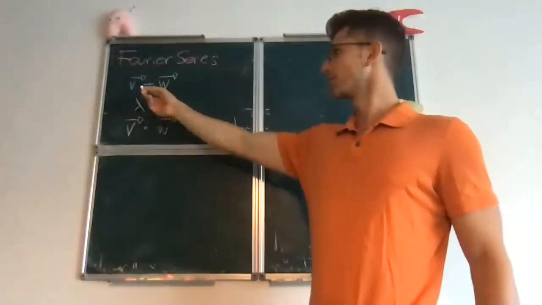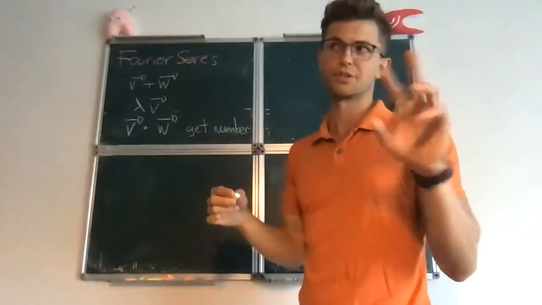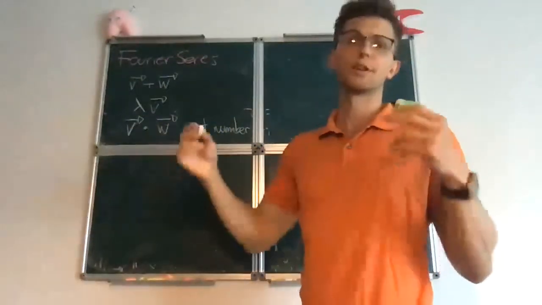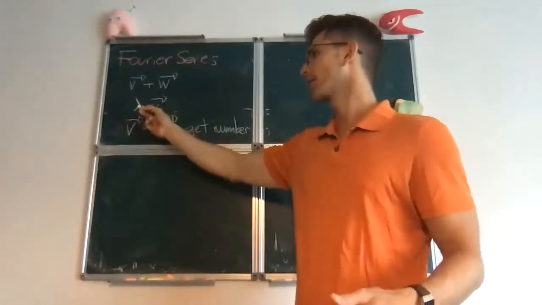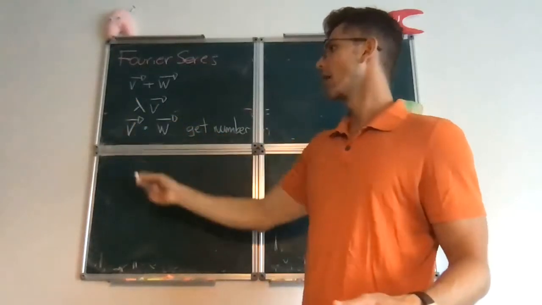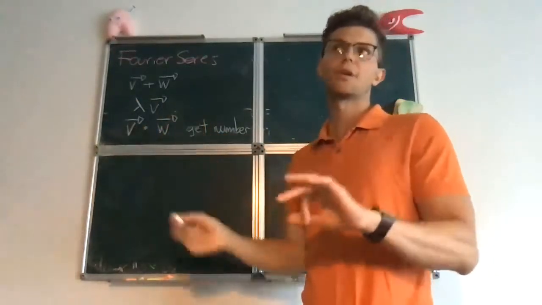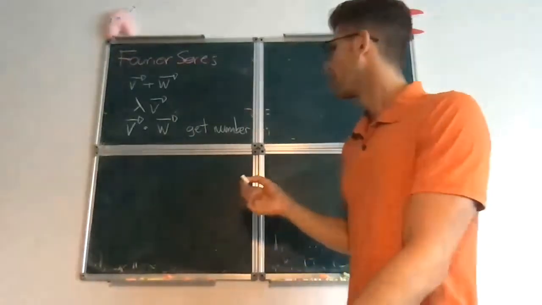So notice that here you start with two things of the same nature, which are two vectors. You end up with a thing of the same nature, another vector. Here you start with a vector and a scalar and you get a vector, but here you started with two vectors and you got something different. You get a number. Okay?